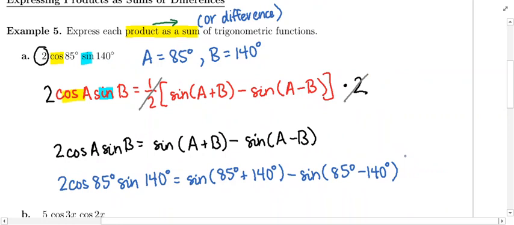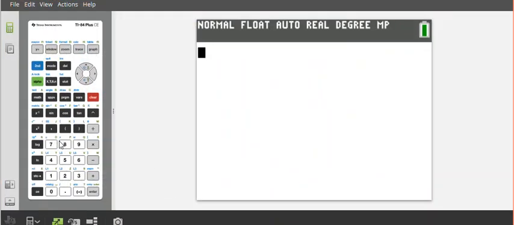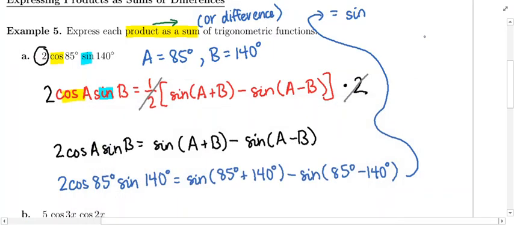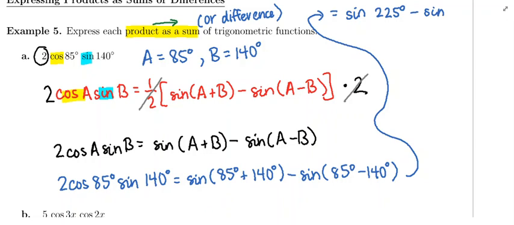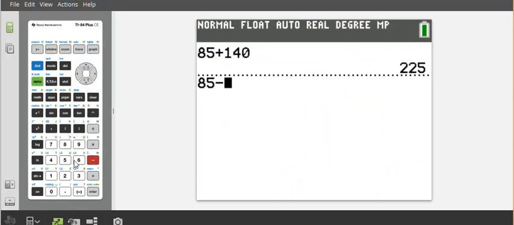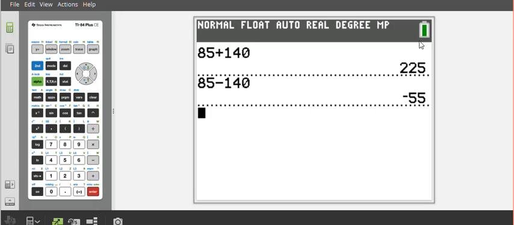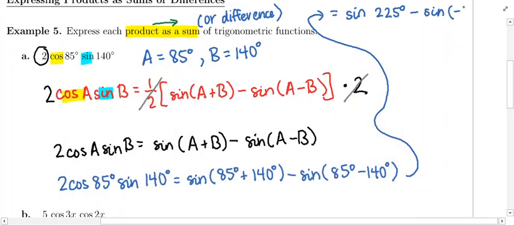We can go ahead and simplify what's in parentheses. I'm running out of room, so I'm going to come up here. I'm going to say this is equal to the sine of, I'm going to go to my calculator, 85 plus 140, which gives 225 degrees, minus the sine of, I need to do some subtraction here, 85 minus 140. That's going to give me negative 55 degrees.